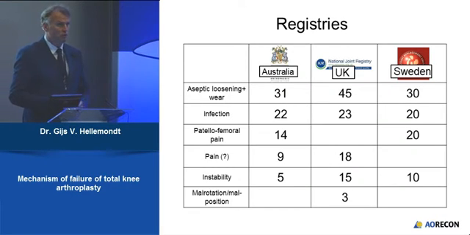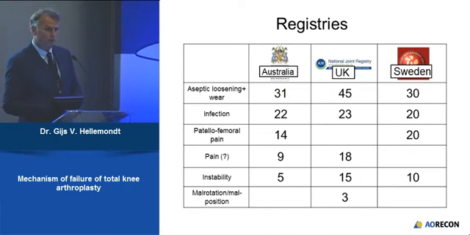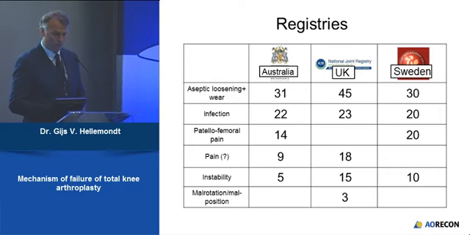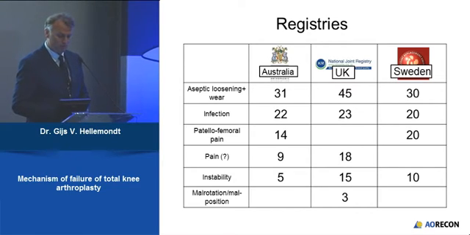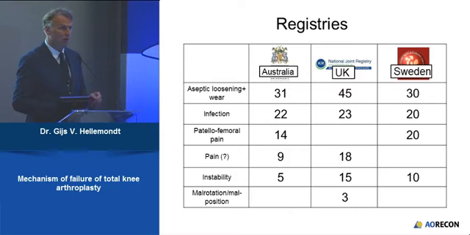The registries, when you look at it, actually look at it in the same manner. You see aseptic loosening and wear as probably the most common reason for revision. Secondly, infection. What surprisingly still is, that's why I put a question mark, is the matter of revising if there's pain. In my opinion, that's a difficult thing. You see all registries have different mechanisms of failure. So that's still under debate, when you revise and why you revise.